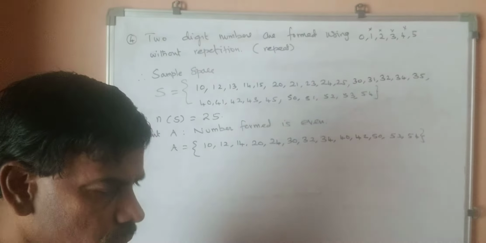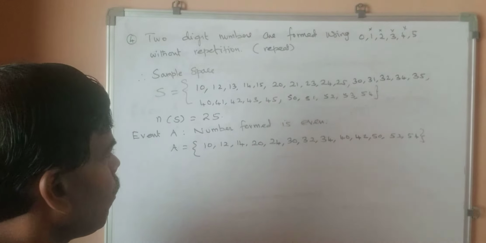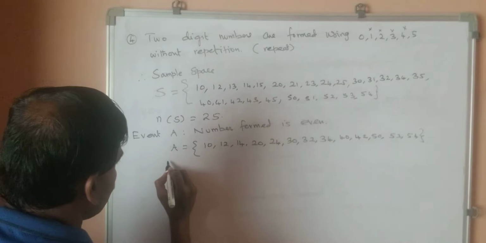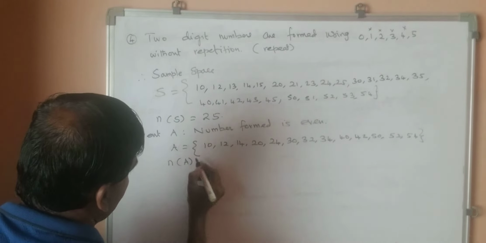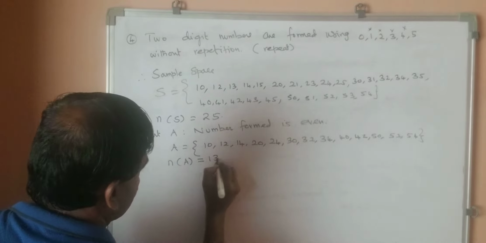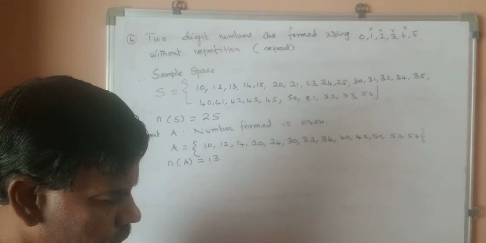numbers, okay, which are only even numbers. How many are there? Just you count. 3, 6, 9, 10, 13. So, number of sample points in the set A is 13. That's all. Now, another one.